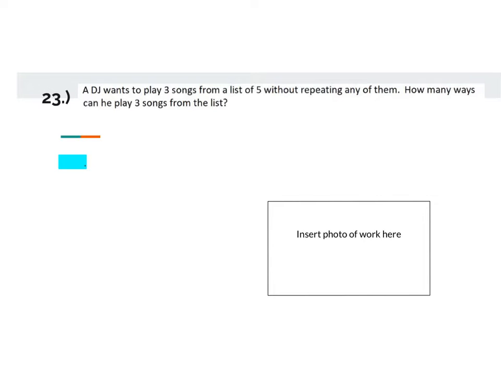All right, so a DJ wants to play 3 songs from a list of 5 without repeating any of them. How many ways can he play 3 songs from a list? So this is permutations. He wants to play 3 songs, so I like to draw a little visual. Here are my 3 songs from a list of 5.